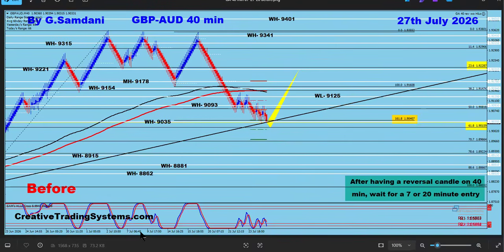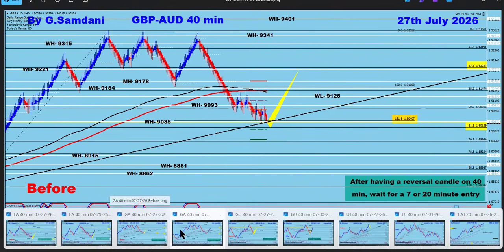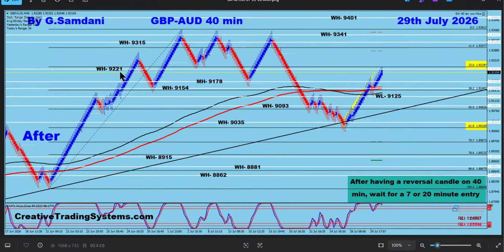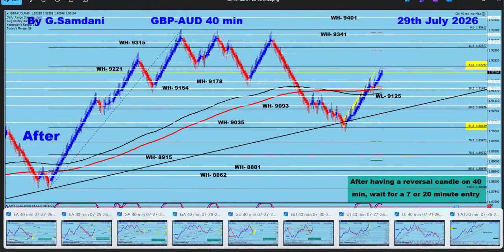But what about this? Same time, I made this on the 27th that this pound Aussie is at the TL, this level, Fibonacci calculation, and it's going to go from here to this level here, 92.21. Then what happened to this one? 92.21. Exactly. Same calculation, right? And these are the charts that I post when I make the before chart.